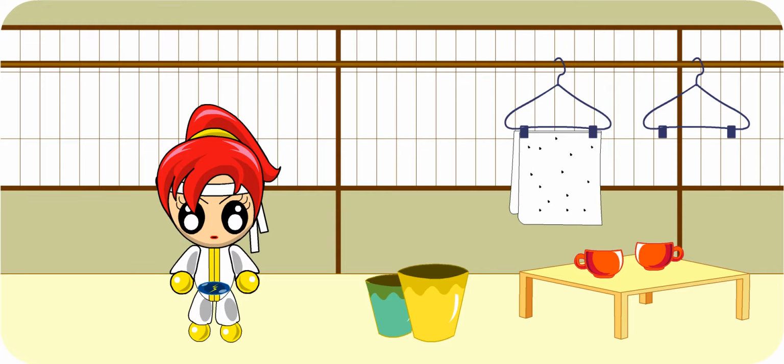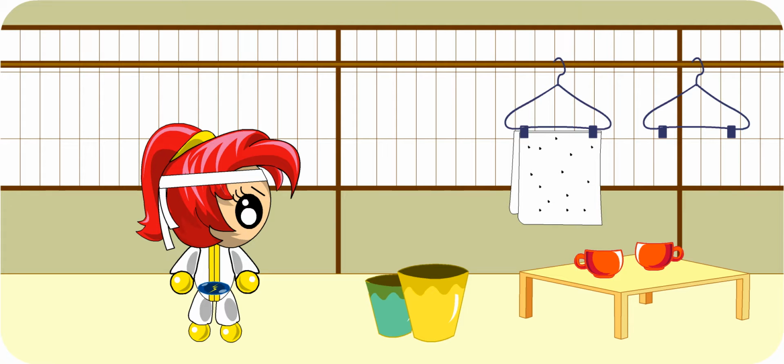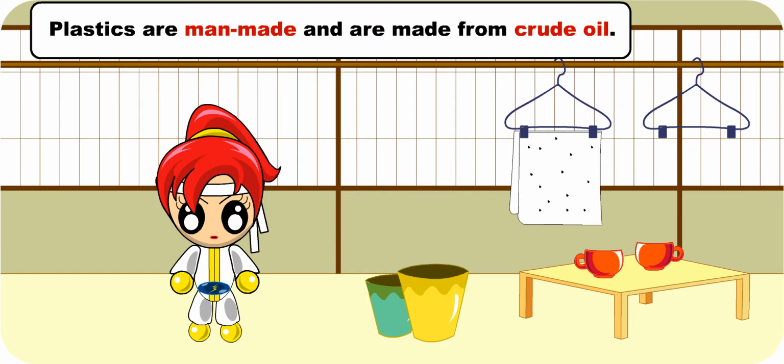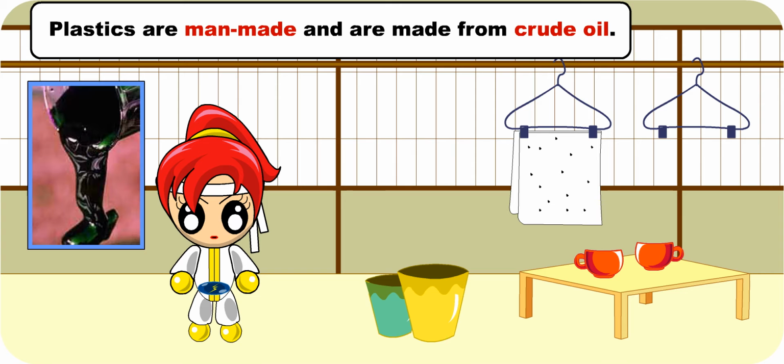Look around you. Can you see any objects made of plastic? Yes, pails, cups, and hangers are sometimes made of plastic. Good. Plastics are man-made. They are made from crude oil. Now, can you identify where the materials are obtained from? Let me try.